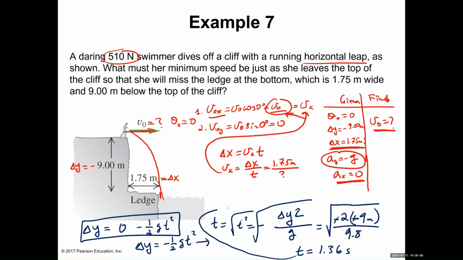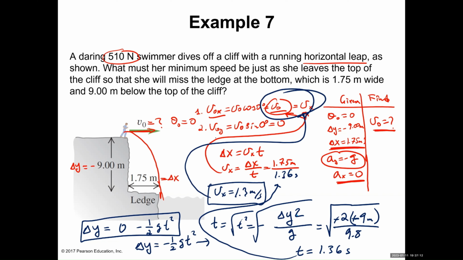So I can then plug it in over here: horizontal displacement of 1.75 divided by 1.36 seconds. We get a velocity of 1.3 meters per second, which is the velocity that I want, because they are exactly the same. That means this person wants to jump at 1.3 meters per second in order to clear this ledge like that. Barely, but cleared.